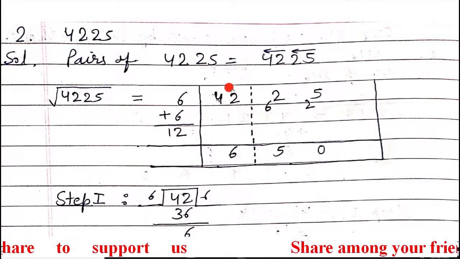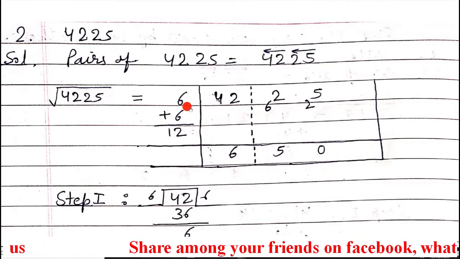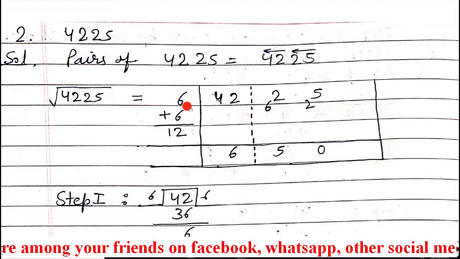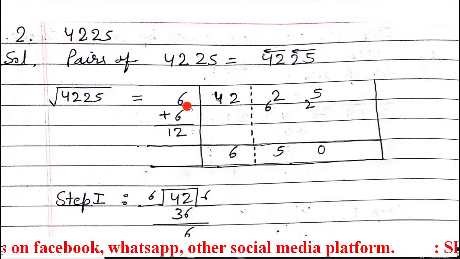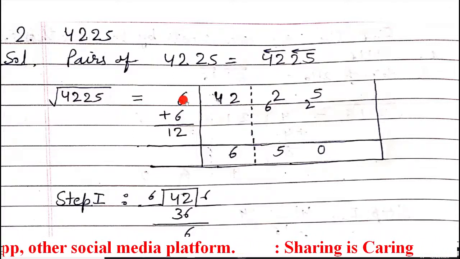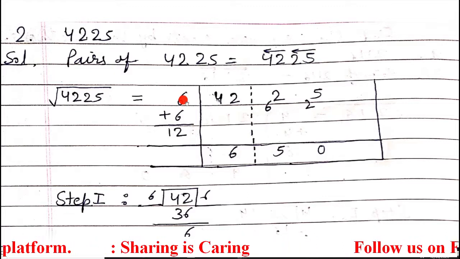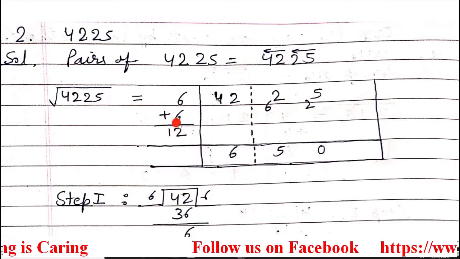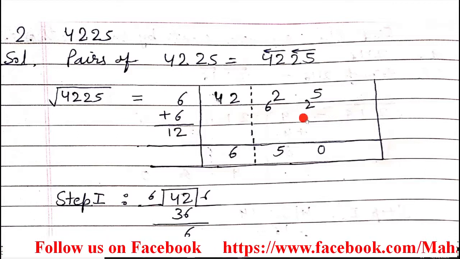Now what is our first pair? 42. So we have to think of a number whose square is either 42 or just less than 42. What is going to be the number? 6, because 6 square is 36 and 7 square is 49, which is more than 42. So we are not going to select 7, we are going to select just less than 7, that is 6. After selecting 6, you have to write it at 3 places: first place, second place and then third place. Do 6 plus 6, 12. So this 12 is going to be your next divisor for the remaining divisions.